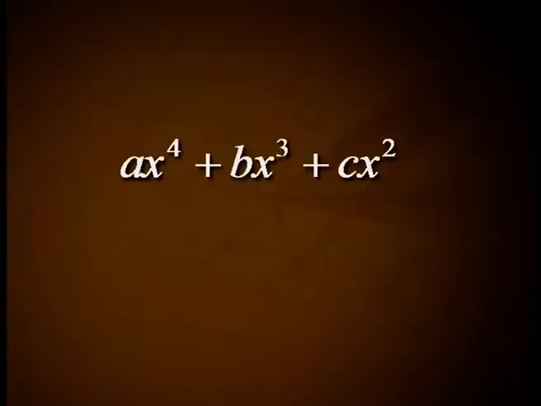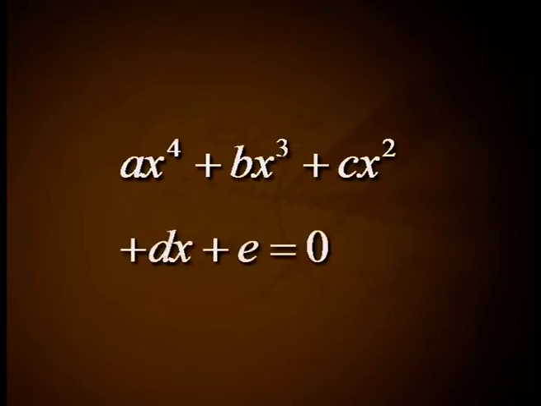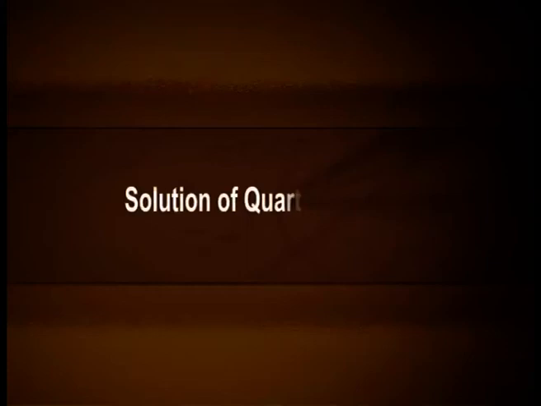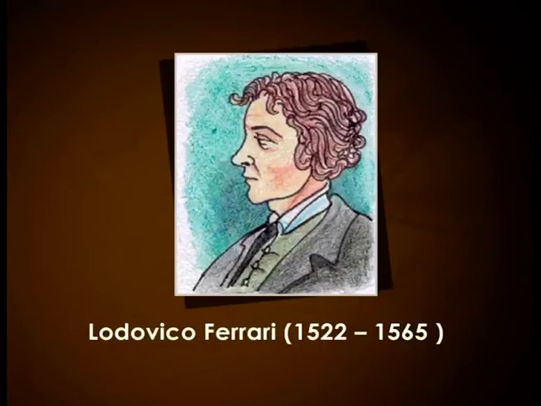Setting f(x) equal to 0 results in a quartic equation of the form ax⁴ plus bx³ plus cx² plus dx plus e equals 0, where a is not equal to 0. A quartic equation is sometimes called a biquadratic equation. Solution of quartic equations. Shortly after the discovery of a method to solve the cubic equation, Lodovico Ferrari (1522 to 1565), a student of Cardano, found a similar method to solve the quartic equation. In this method, the solution of the quartic depends on the solution of a cubic. We now describe Ferrari's method.